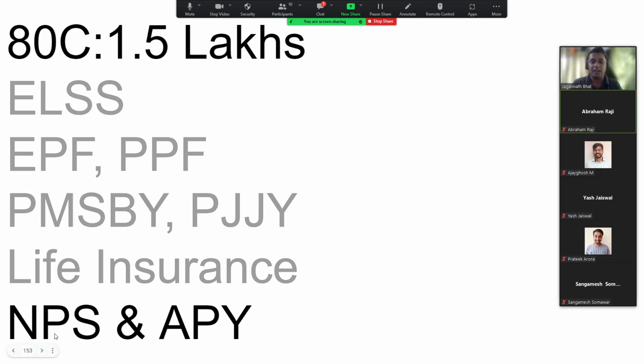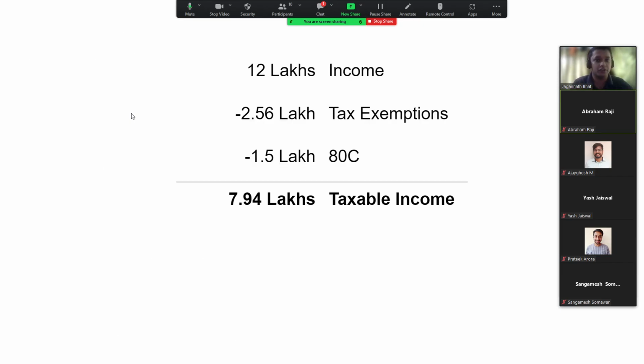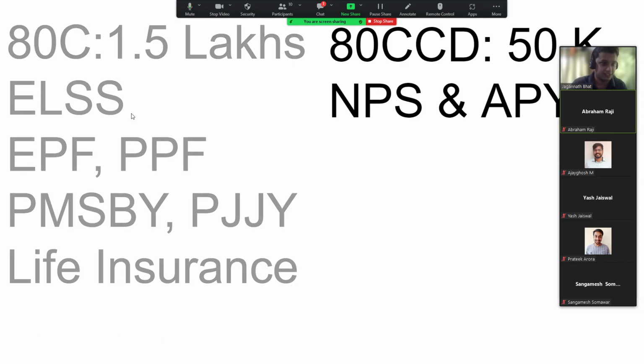So NPS and APY can be claimed under 80C, but as you saw earlier, we have already exhausted our 1.5 lakh limit. In which case, NPS and APY has a special privilege, you can say. You can move the investment that you did in NPS and APY to a different section called 80CCD. 80CCD is a separate section that includes just NPS and APY, and it has a limit of 50,000.